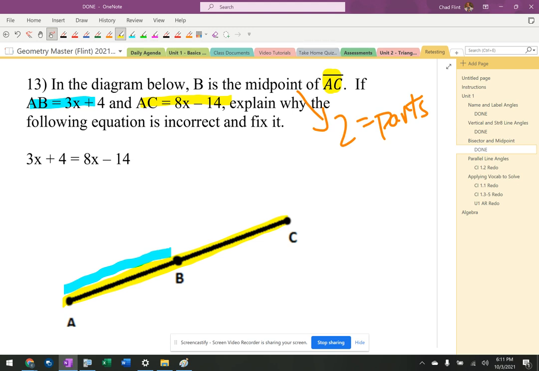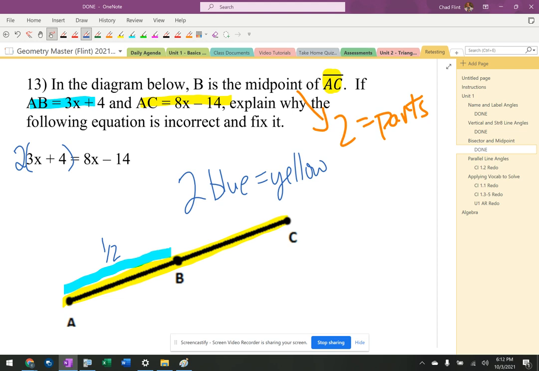Now I've got to think about it a little bit more. Blue is one half of the line segment, and then AC is the whole thing. So I've got to ask myself, if I have a blue and a yellow, how do I make them equal? Well, if I do two blues, that would be equal to the yellow, because blue is half as big as yellow. So how do I fix this equation? I need to put a 2 and make two blues.